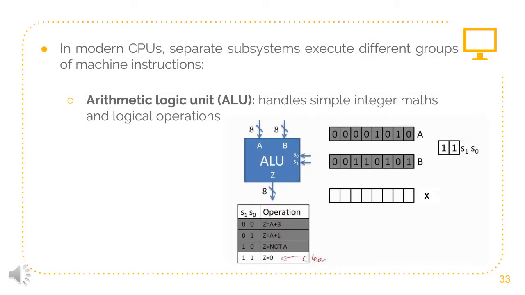In modern CPUs, separate subsystems execute different groups of machine instructions. One is the arithmetic logic unit, ALU, which handles simple integer operations such as maths and logical operations. The example shows an 8-bit data A added with 8-bit data B. The ALU performs the addition of these two data, and the addition result is stored in location X.